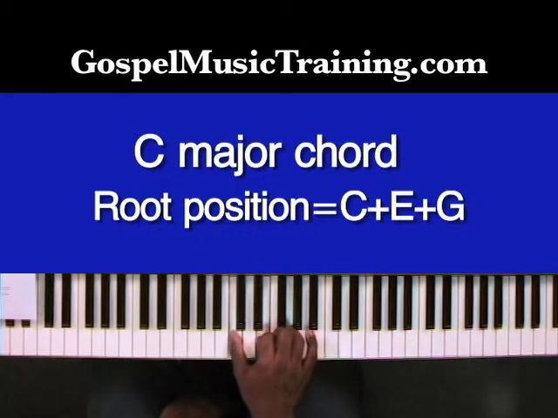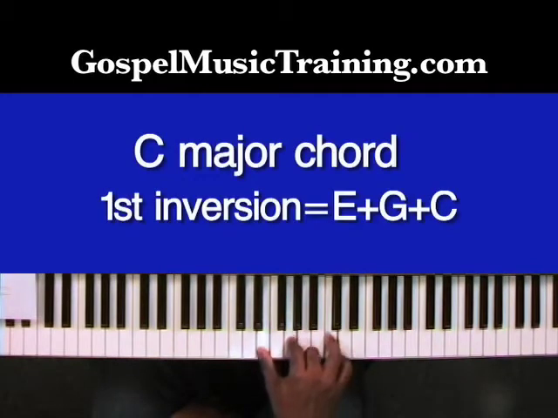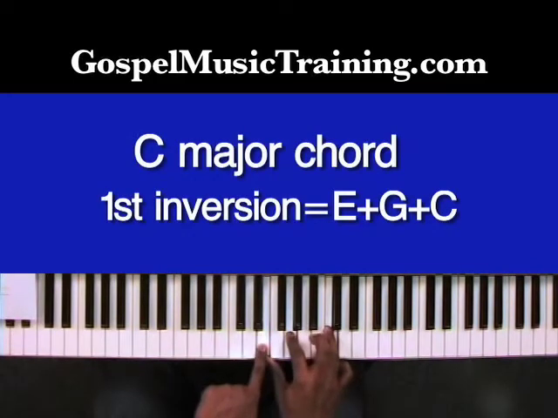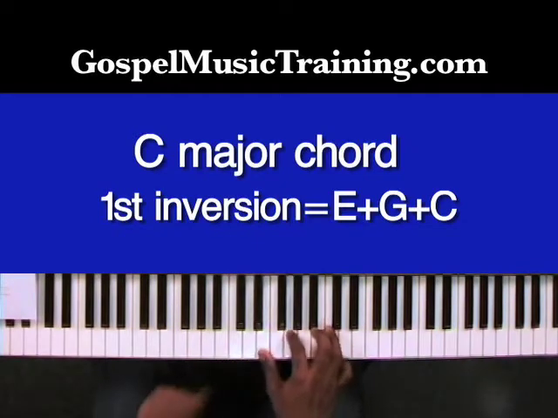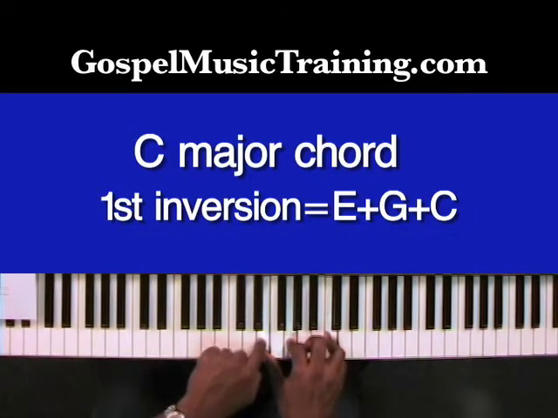Now when you take that keynote away and you move it up here to the top, thus leaving what we call the third of the key on the bottom, and you got to know your numbers, E is the third of C. It's the major third of C. When your chord has the third on the bottom, it's said to be in first inversion. So you got root position down here, you got first inversion up here, and it's because the third is on the bottom.